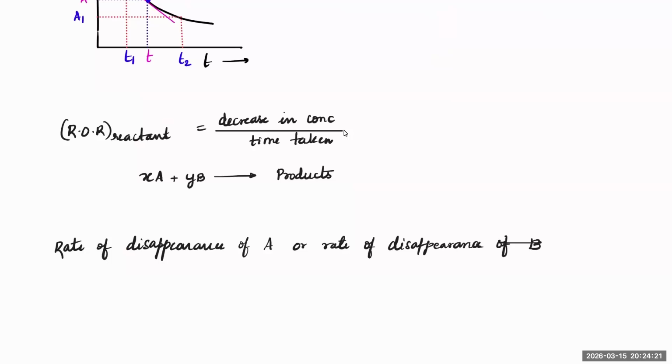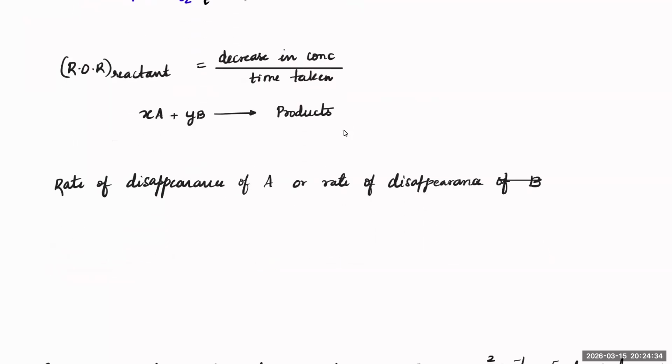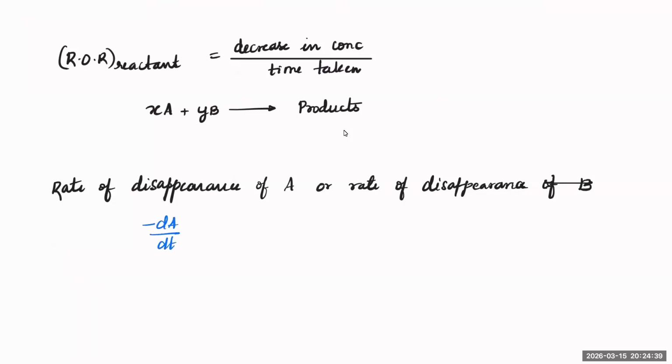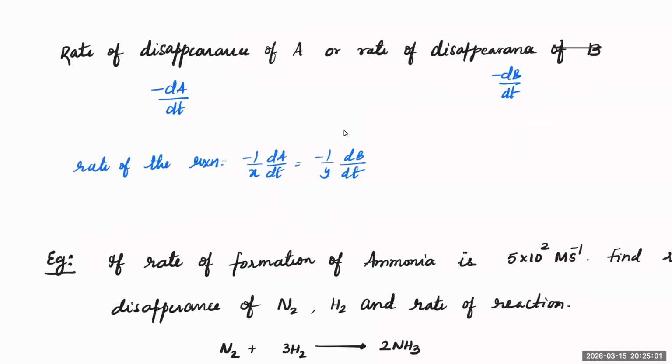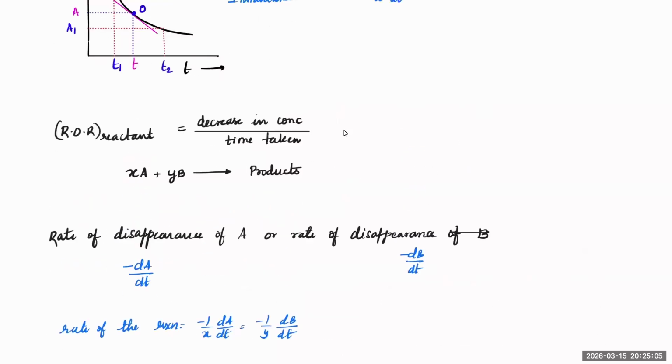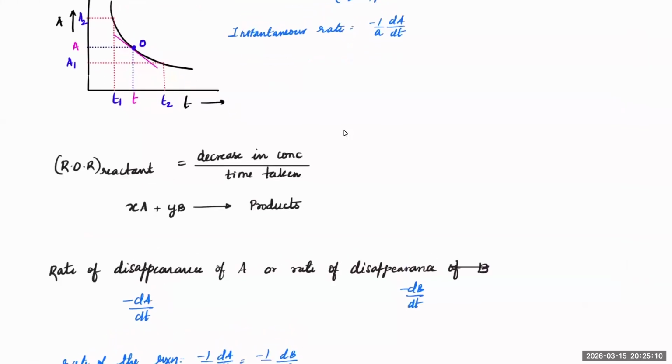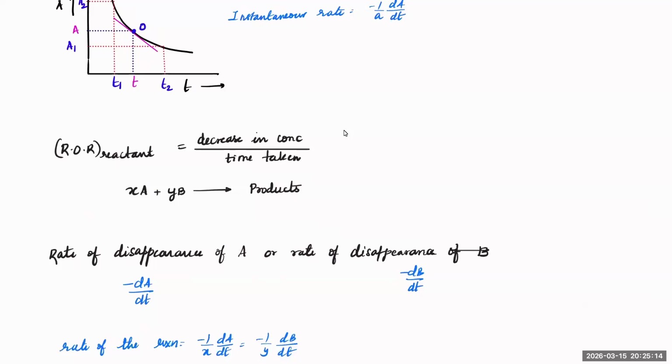Correct. So you can see rate of reaction can be represented as decrease in concentration by time taken. If xA plus yB are giving products, then I can say rate of disappearance of A or rate of disappearance of B, I can write as minus dA by dt, minus dB by dt. While if you write the rate of the reaction, then I will write it as minus 1 by x, dA by dt. And the rate of the reaction will always be equal with respect to all the compounds participating in the reaction. So this is how you can write the instantaneous rate of the reaction. I hope all of you understood these two terms: what is the rate of the reaction, the average rate with respect to A, with respect to B, and what is the disappearance and appearance of the products and reactants. Got it?